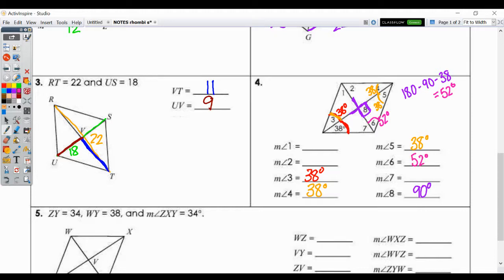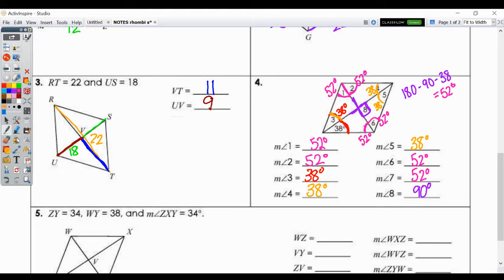Then that helps me know the rest of them because I know that this other half, 7, is 52 because it says they bisect. These sides are going to be equal. And then I know that this 2 and this 7 are equal because they're alternate interior angles. And then I know that this 1 is also 52 because one of the rules of a rhombus is that it bisects. It cuts this angle in half.